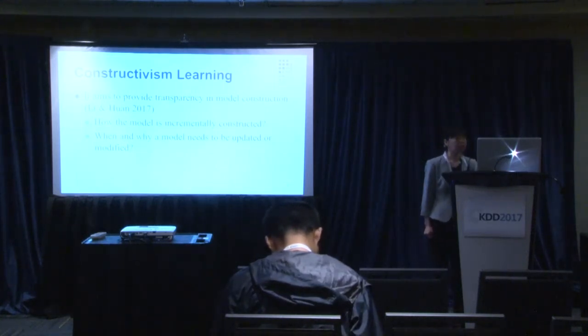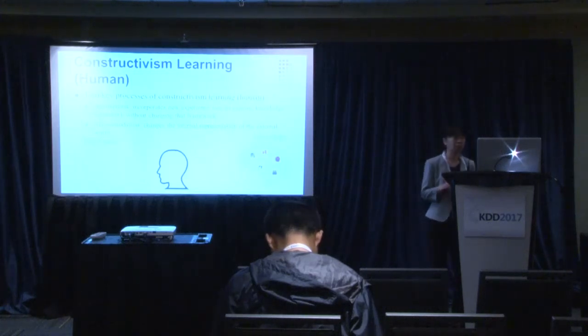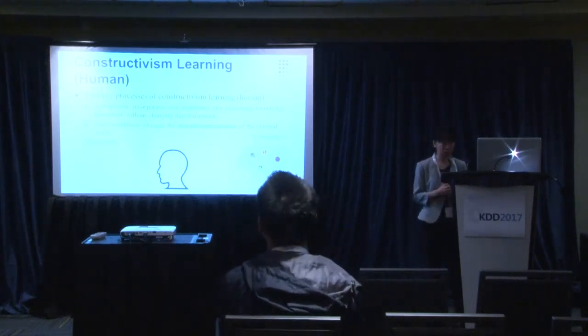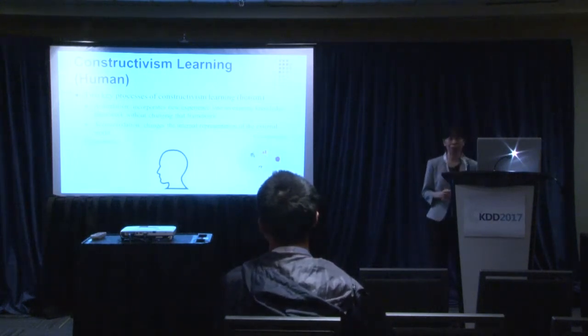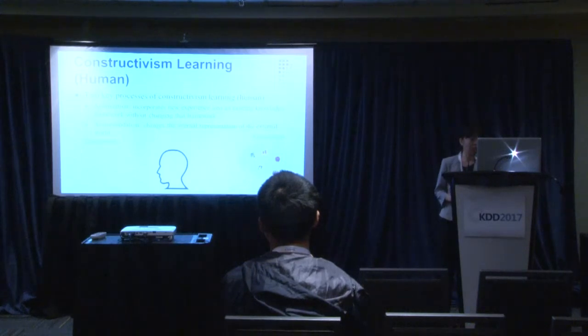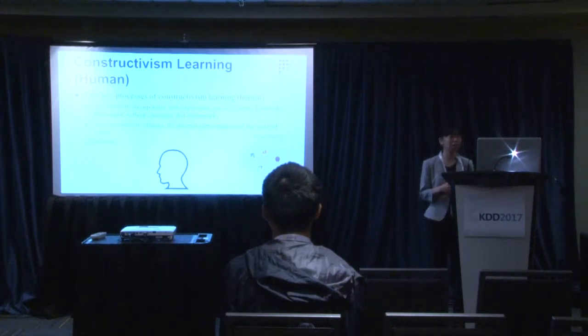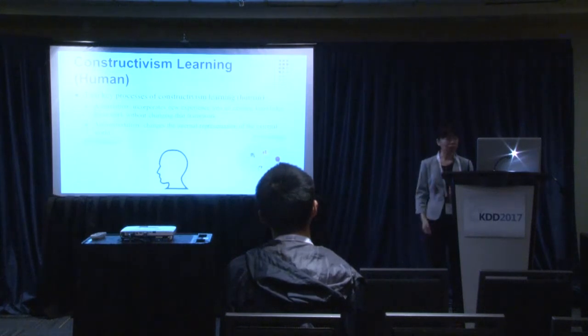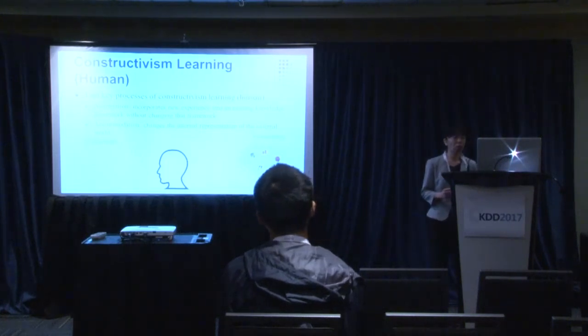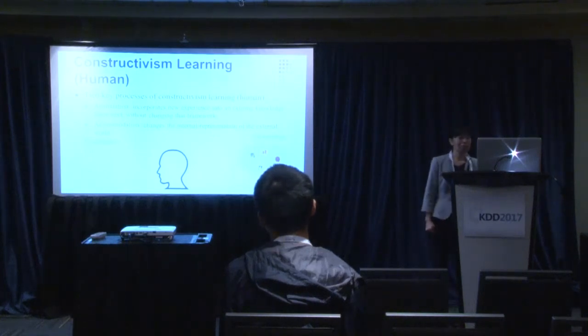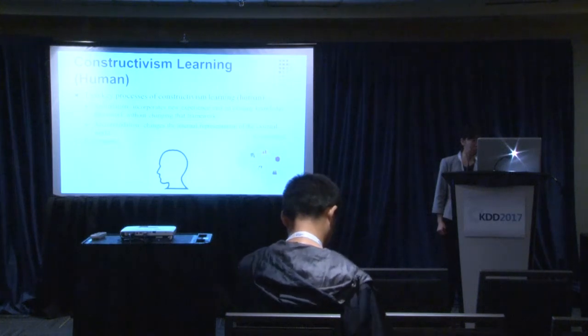To answer these two questions, we rely on constructive learning, which is a human learning theory about how human knowledge is incrementally constructed. There are two key processes in constructive learning. First is assimilation. It incorporates new experience into an existing knowledge framework without changing that framework. The second process is called accommodation. It changes the internal representation of the external world when we want to incorporate a new experience into our existing knowledge. We may see these two processes through an example.